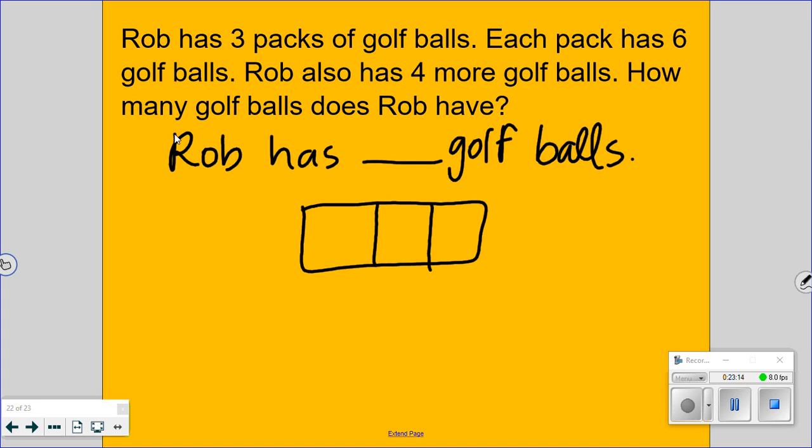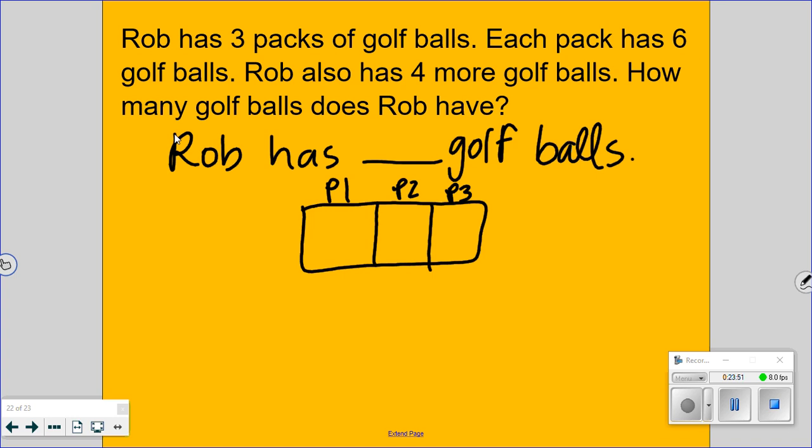G1, G2, and G3. What does G stand for? Are they each golf balls? A pack. So Avery first was like, maybe golf balls, but these are not golf balls that we're drawing. These are packs. So we're going to name them P1 for pack 1, P2 for pack 2, P3 for pack 3. We've got our 3 packs.